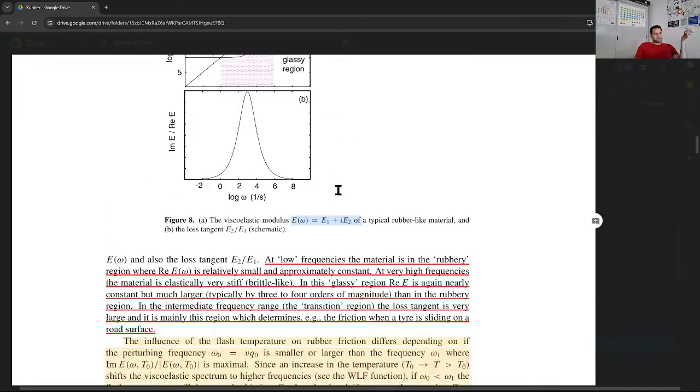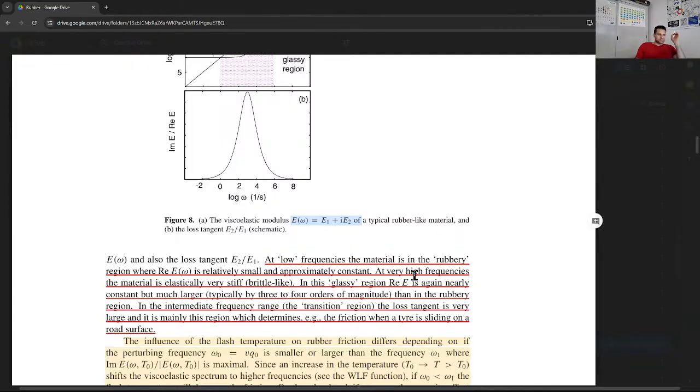So at low frequency, as I mentioned, the material behaves as a rubbery one. In other words, it is soft, it is elastic, it is more like the usual rubbers that we see. Actually, it is even more tacky than the rubbers that we used to see and use. But at very high frequencies, the material is elastically very stiff. So stiff that it becomes brittle, easy to break.